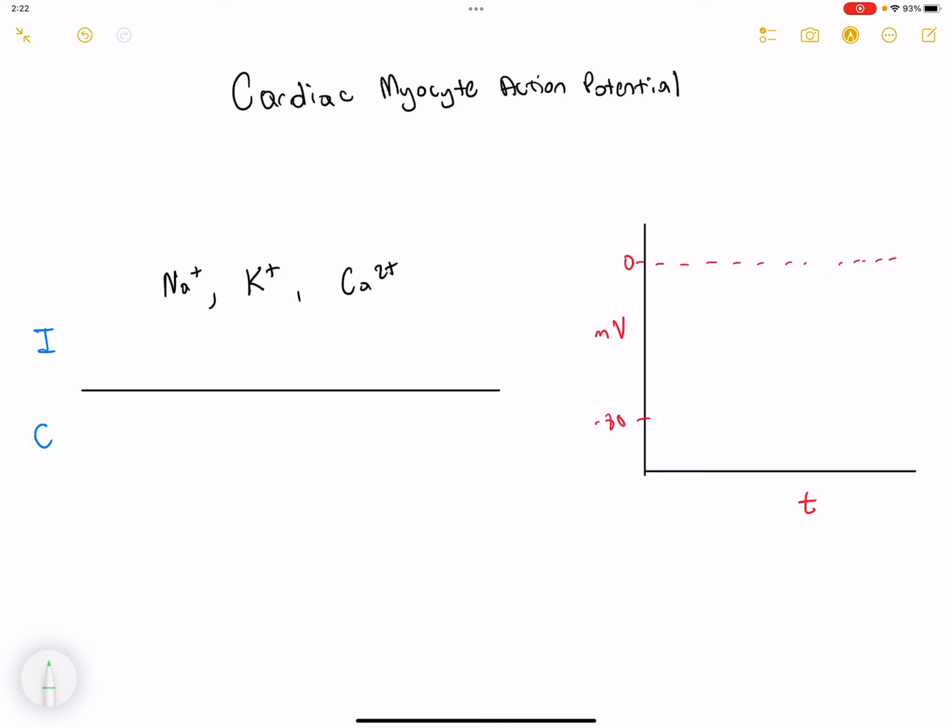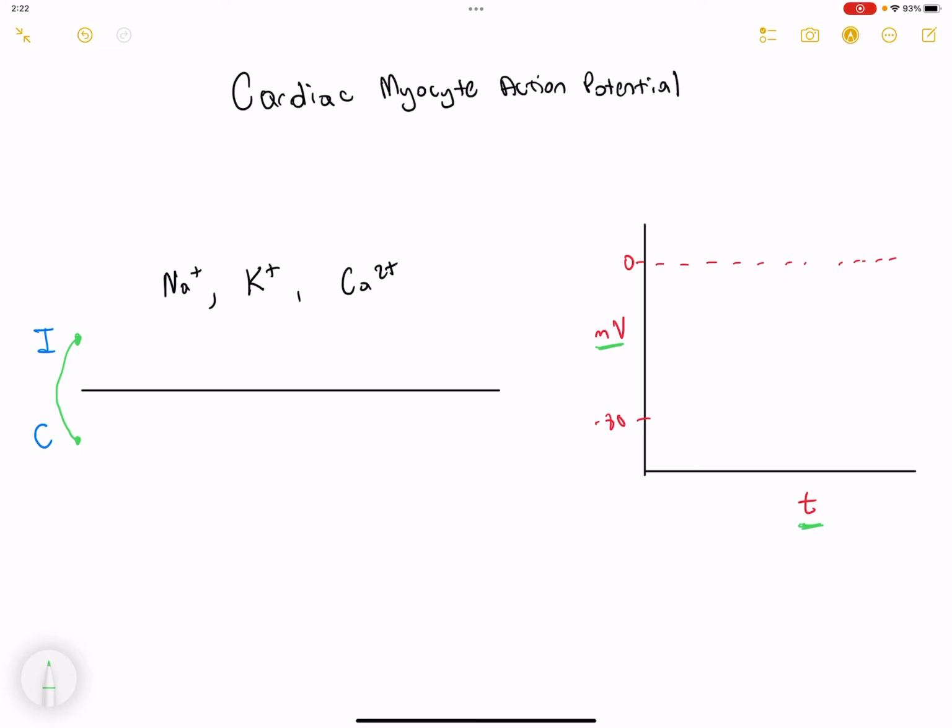A voltmeter is going to be used to measure the electrical difference between the interstitium and the cytosol, and the resulting electrical difference is the voltage. And a millivolt is going to be measuring the voltage, which is going to be on our y-axis, and time is going to be on the x-axis.